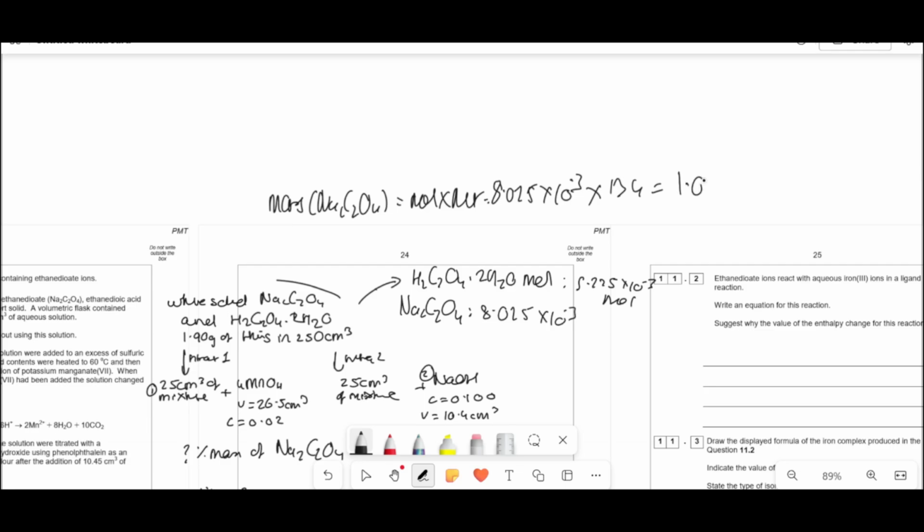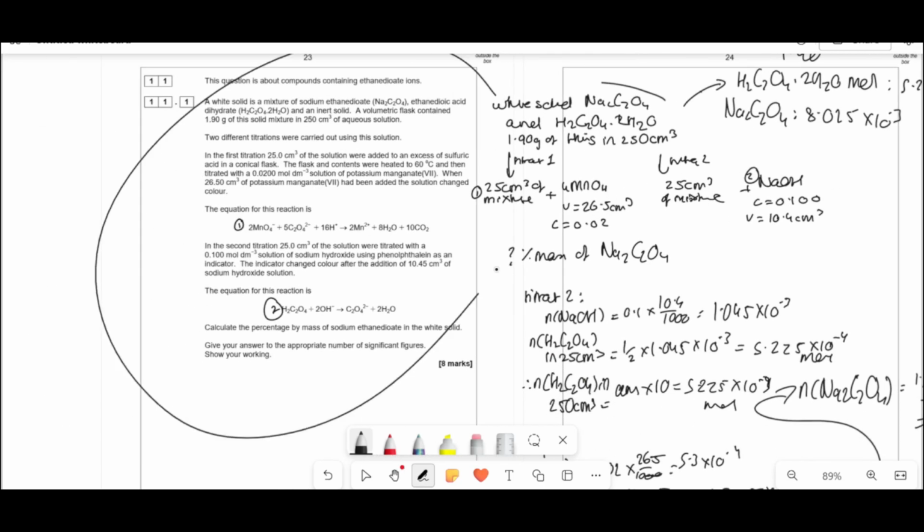If you do that, you get 1.0754 grams. So then the percentage by mass is going to be 1.0754 divided by the total of this, which is 1.90, times by 100, and you get 56.6%. Done. The only way around this is by doing what I just did there.